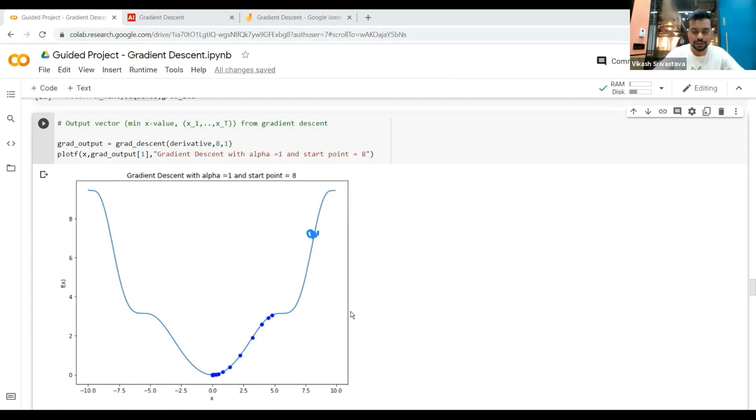In the first iteration, we descended to this particular point. In the second iteration, we descended to this particular point. In the third iteration, we descended to this point. In the fourth, we descended to this particular x, then this, then this. So we kept descending until we reached the minimum. So this is what we have.